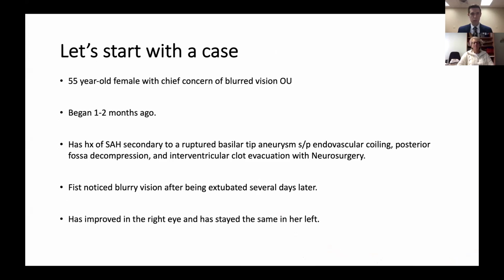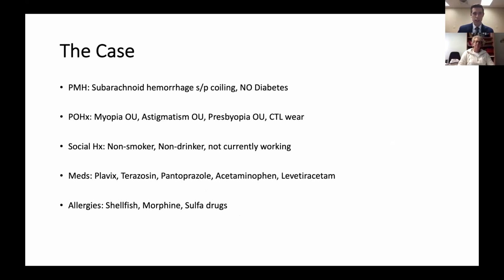So moving along to the case, we have a 55-year-old female with a chief concern of blurred vision in both eyes. It actually began about 2 months ago, and she unfortunately had a history of a subarachnoid hemorrhage that occurred after she had a ruptured basilar tip aneurysm, and she subsequently underwent endovascular coiling and posterior fossa decompression to evacuate the blood with neurosurgery. So it was a fairly extensive procedure with a prolonged ICU stay. She said she first noticed this blurry vision 2 months ago when she was extubated, actually. And overall, it's gotten a little better in the right eye, but stayed the same in the left. Again, we mentioned that history of the subarachnoid hemorrhage.